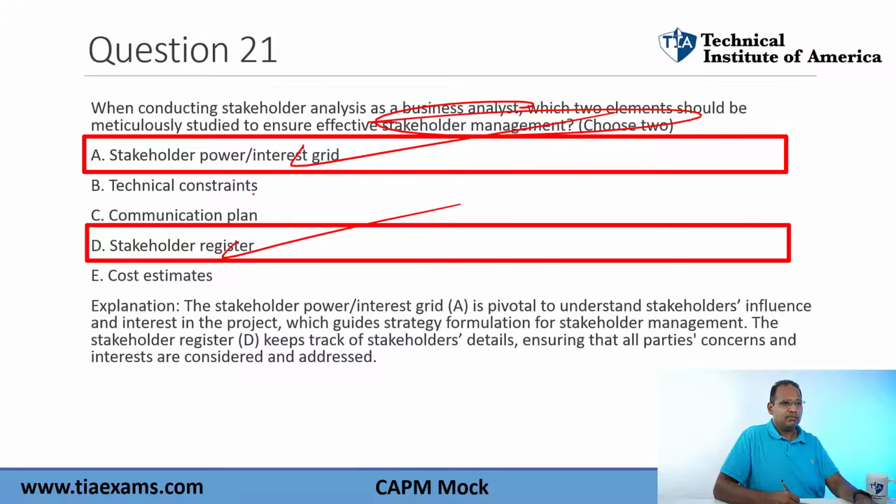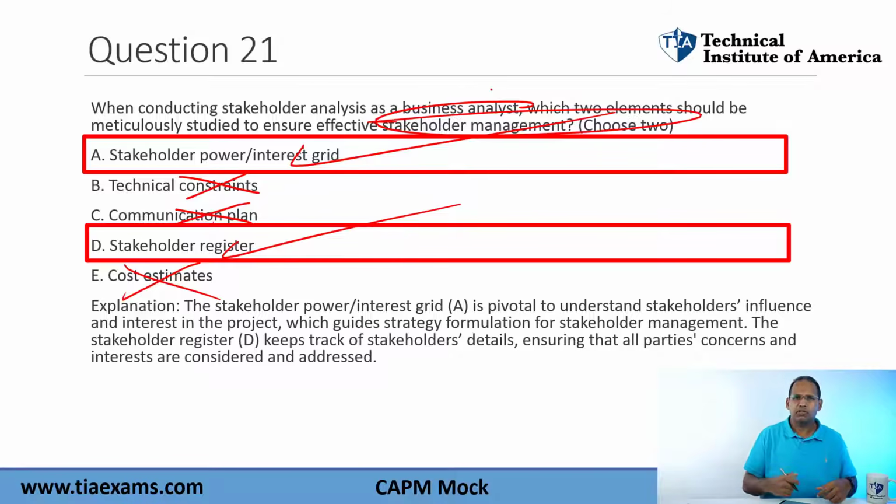Technical constraints. This is going to be more of building a project management plan. Communication plan comes after this whole building and understanding your stakeholders. Cost estimates this is going to work with subject matter experts to determine the cost of a project.